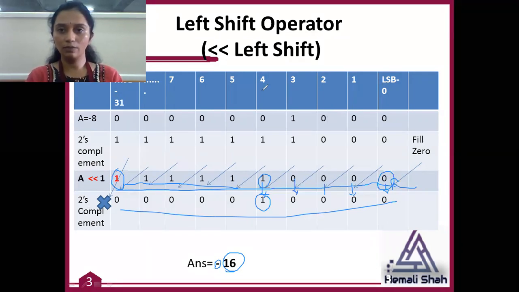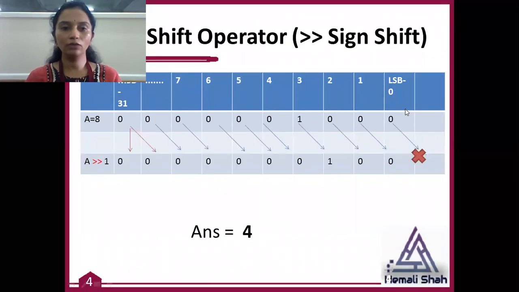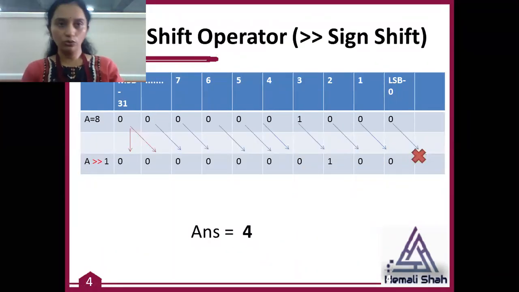Now let us perform the right shift operation. Whenever you are performing the right shift operation, two operators are available, with two greater than signs. If you are using two greater than signs, at that time what will happen?